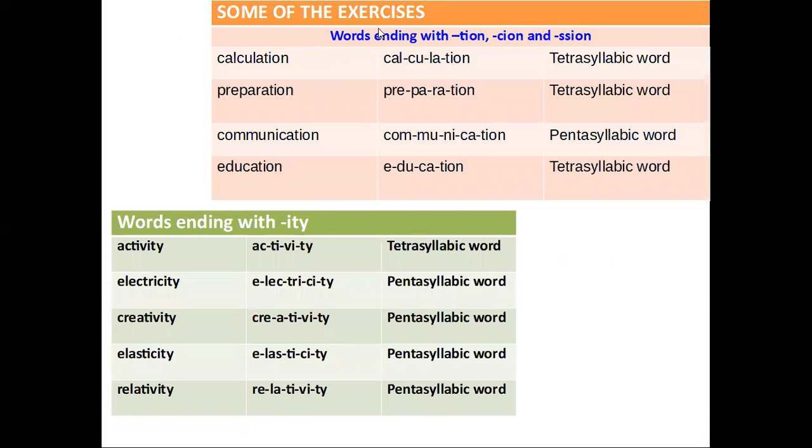Then we can see some of the exercise, that is words ending with tion, cion and ssion. For example, calculation, tetrasyllabic word. Then preparation, tetrasyllabic word. Communication, pentasyllabic word. Education, tetrasyllabic word. So these words are ending with tion, cion, then ssion, cion.